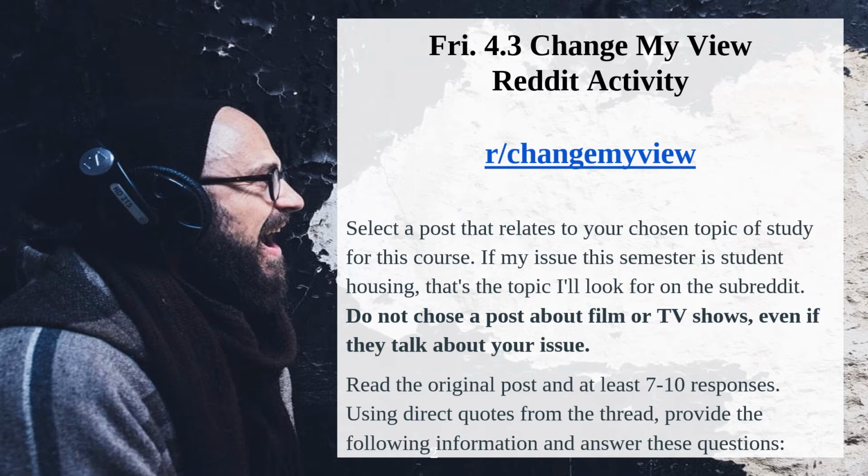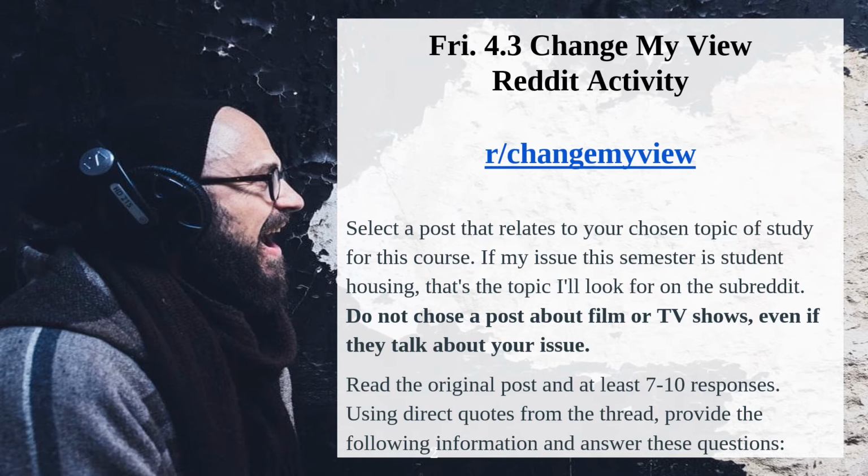To access the subreddit, click on the link posted on the Friday 4-3 Change My View Reddit activity, or simply Google it. Once you're on the subreddit, select a post that relates to your chosen topic of study for this semester. For example, if my issue this semester is the ethics of being vegan, that's the topic I'm going to look for on the subreddit. Make sure that you don't choose a post about a film or a TV show, even if they talk about your issue. While these threads are fun, you won't be able to answer all of the questions for the assignment that I'm looking for.